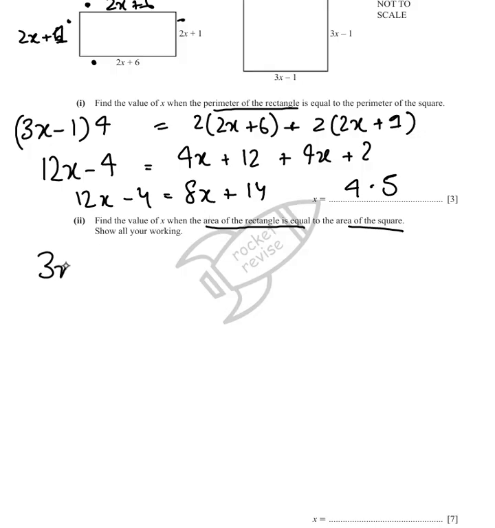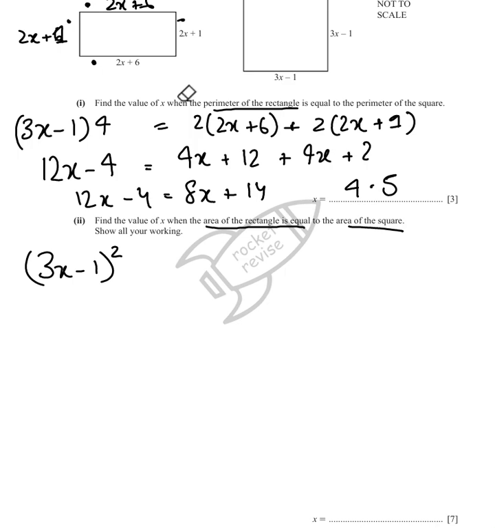Yes, 3x minus 1 whole squared. Why? Because the area of a square, if this side is L, is L squared, right? So if this is 3x minus 1, we'll write 3x minus 1 whole squared. But are we done with the question? Nope. What do we have next?